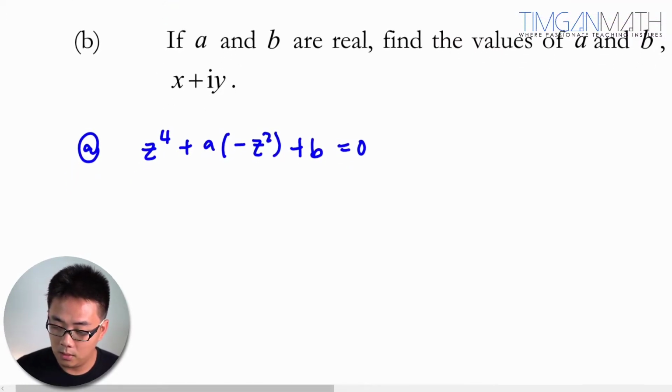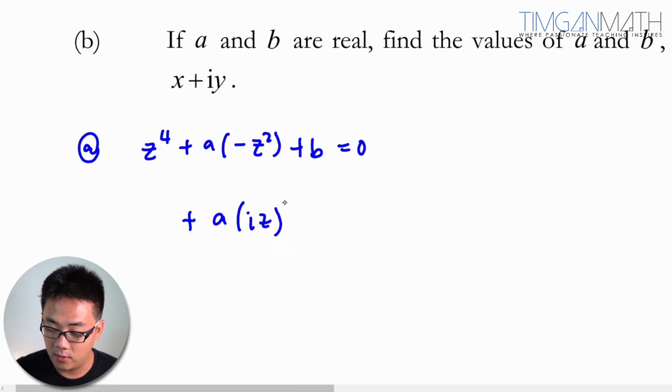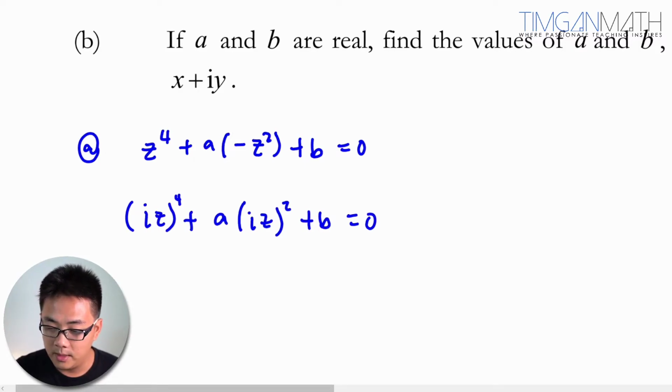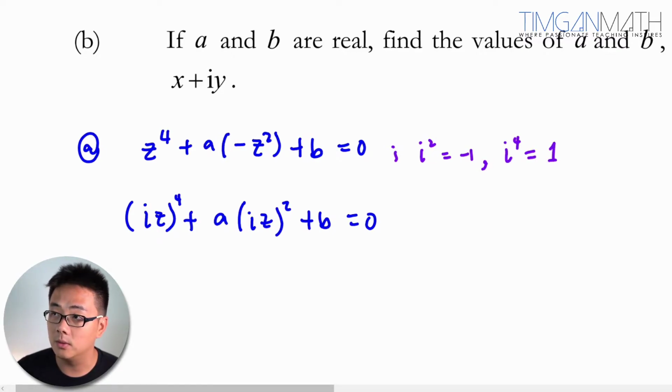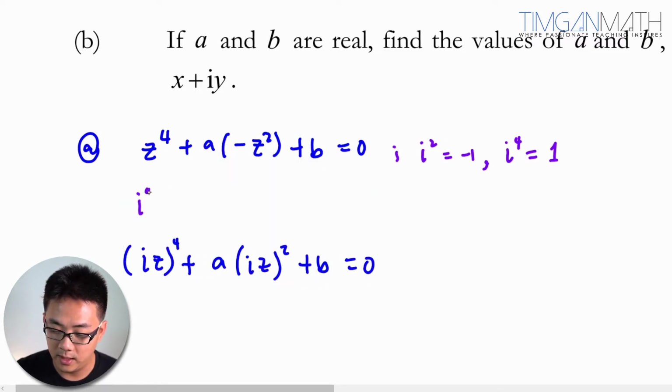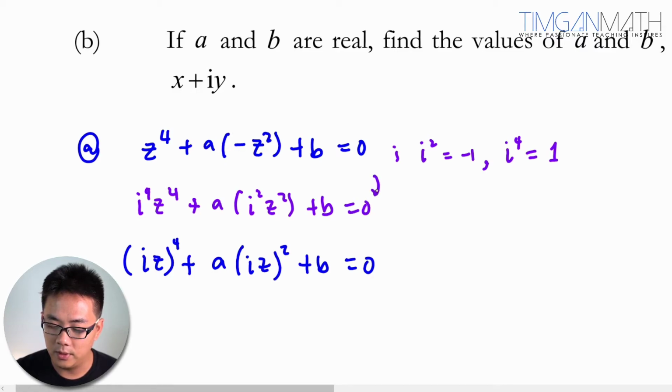What you should do next is I could see this as a minus iz squared plus b equals 0, and this is actually iz to the power 4. So you need a bit of knowledge that i squared is minus 1 and i to the power of 4 is just a positive 1. So you could just add an i to the power 4 in. If you do not want to skip steps, it should just be like that. You just need a bit of practice. That's about it. So here is your equation, and you get this.